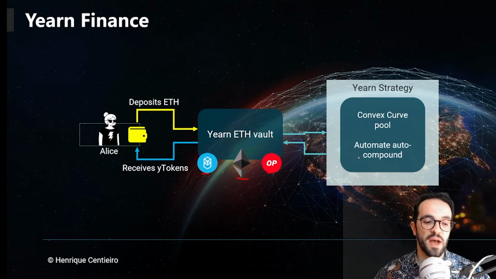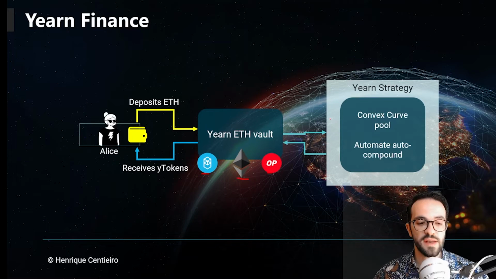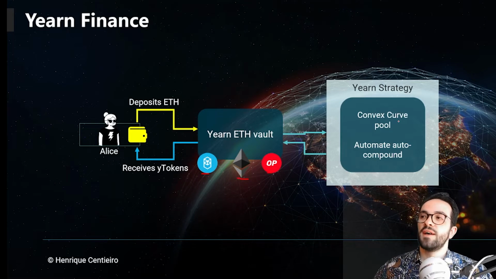These strategies are previously decided by the Yearn community. They are voted in the governance process. They are audited, so you can trust that the Yearn Finance strategies that you will find, and that I will show you in a minute in the demo, are not random, very risky strategies. They are usually more conservative, they are tested, and they usually interact with protocols that are also tested and audited.